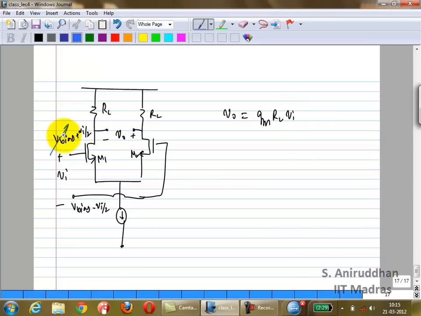Now suppose I increase V bias. What happens to VO? I am taking the same circuit. I am just increasing V bias, the input common mode voltage. What happens? Nothing. Right? The extra voltage just gets dropped across the current source.